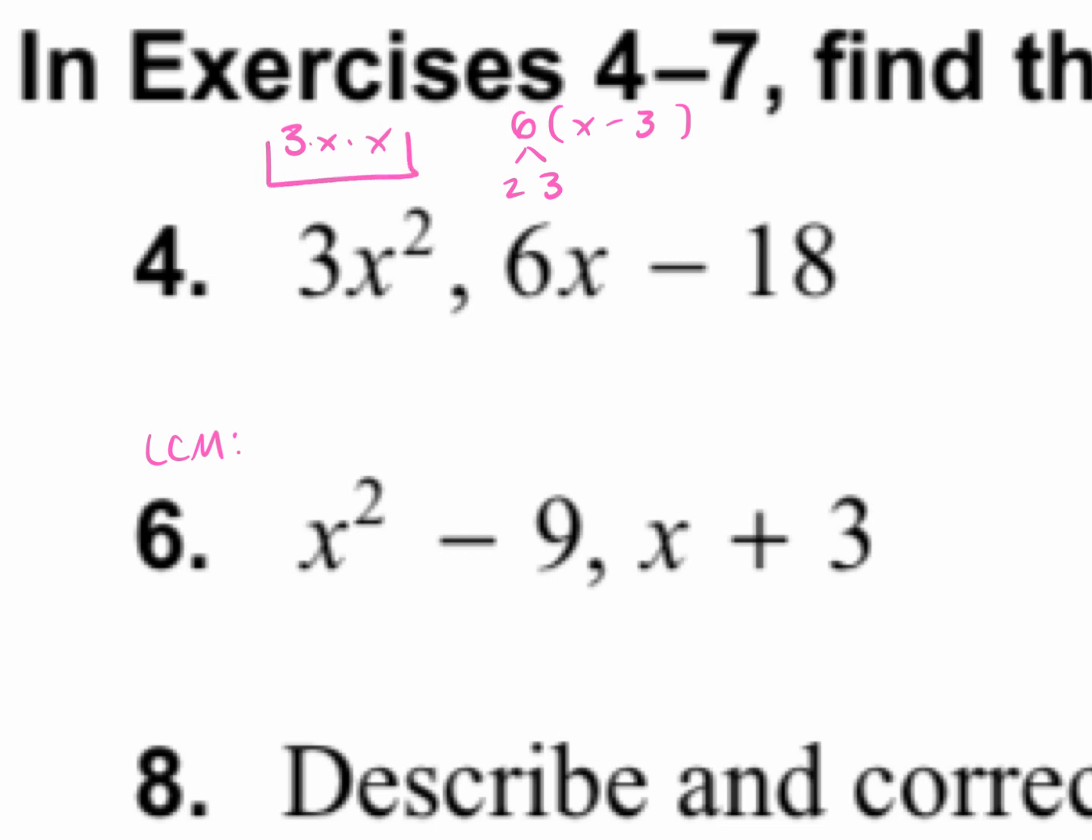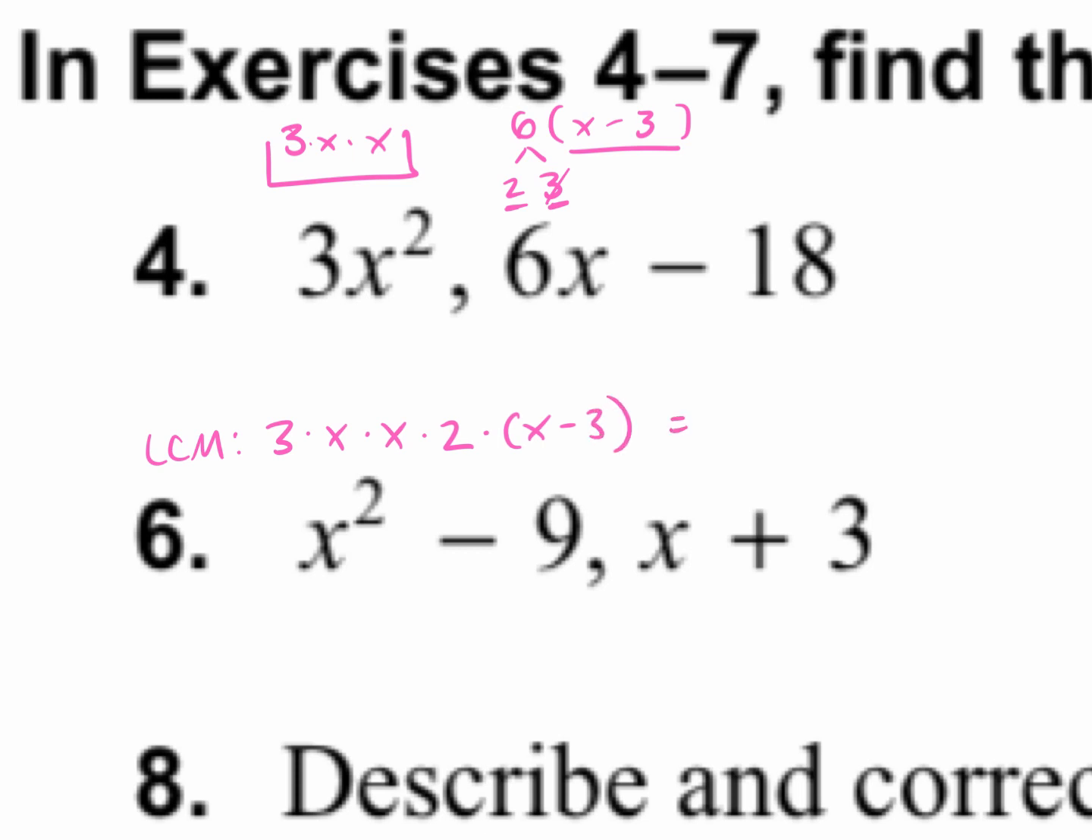We always start by listing everything from the first one. So I have 3 times x times x. Everything from the first one gets listed. And then if it's not already on the list, we have to make sure we include it. Do I have a 2 on my list? Nope, so we've got to put that on the list. Do I have a 3 on my list already? Yes, so we don't need to rewrite that one. What about an x minus 3? Don't have that one, so I need to make sure I include that too.